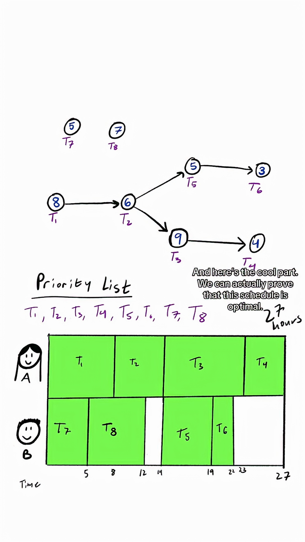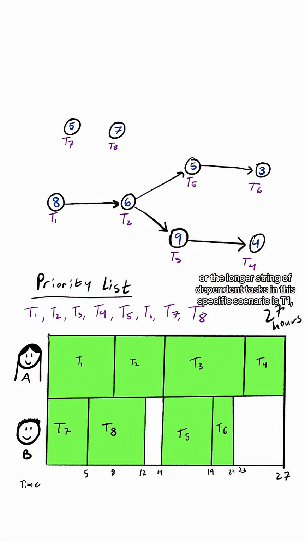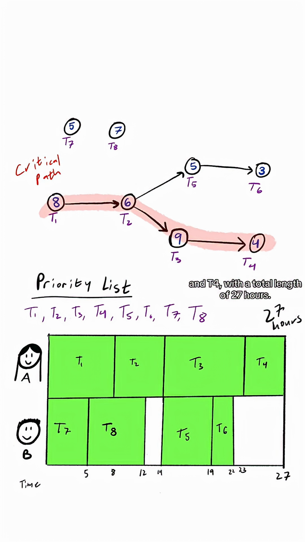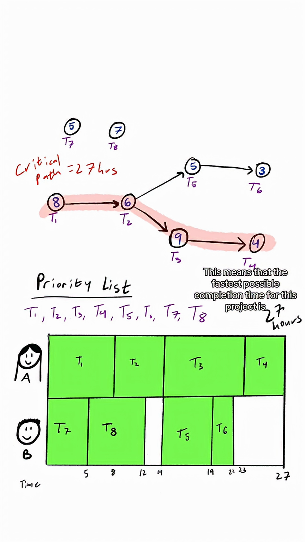And here's the cool part, we can actually prove that this schedule is optimal. Remember from my last video, the critical path, or the longest string of dependent tasks in this specific scenario, is T1, T2, T3, and T4, with a total length of 27 hours. This means that the fastest possible completion time for this project is 27 hours, exactly what we achieved.